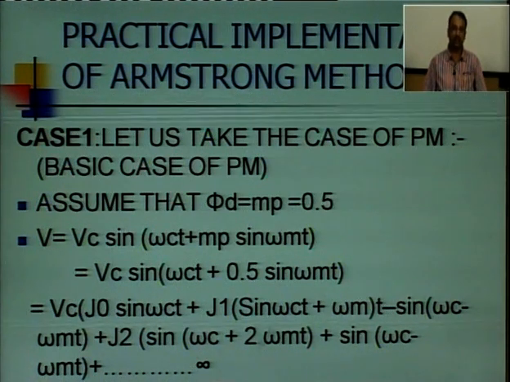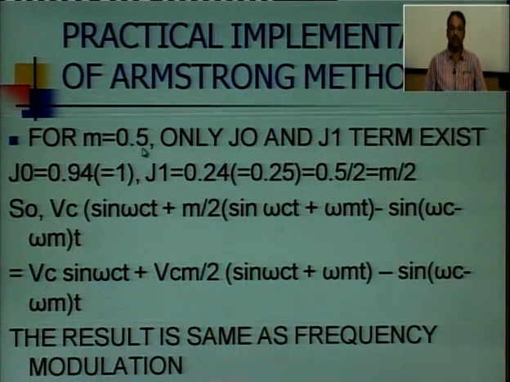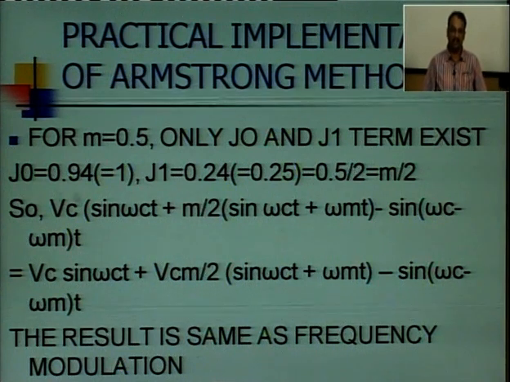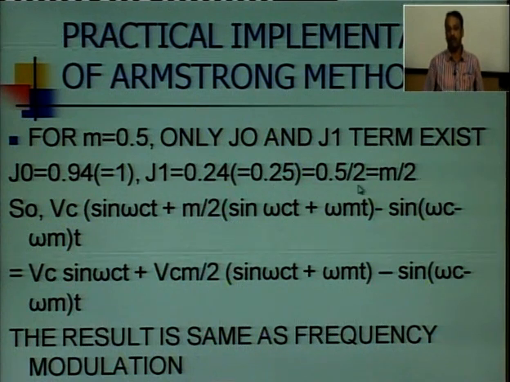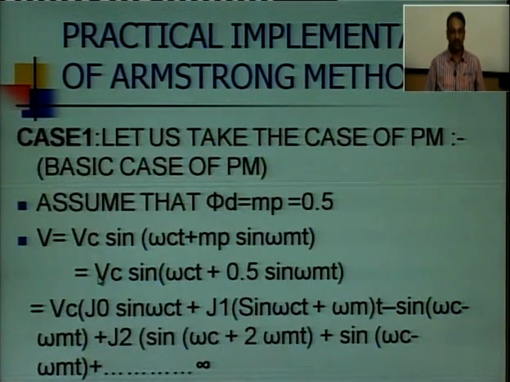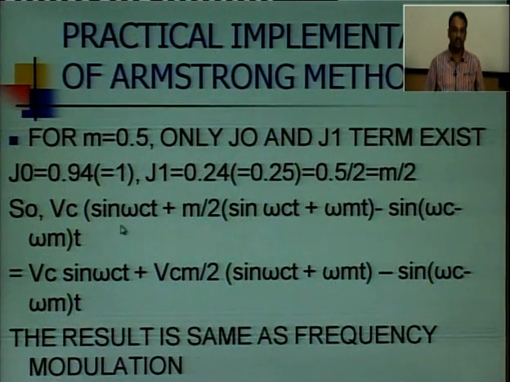This equation is solved by using Bessel's function. So, we get a number of terms, that is J0, J1, J2, but for m equal to 0.5, only J0 and J1 terms exist, that is J0 is equal to 0.94, which is assumed to be nearly equal to 1, J1 is equal to 0.24, which is assumed to be 0.25 or 0.5 by 2, or m by 2, because m is equal to 0.5.